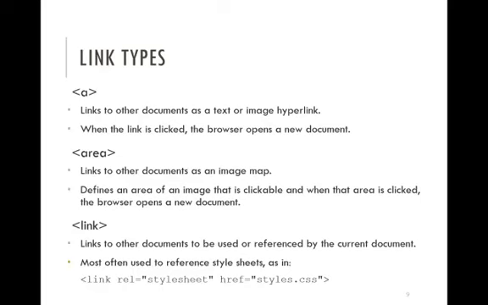So the A tag is to link to other documents such as text or images, and when the link is clicked, the browser will open a new document, whereas area links to documents on an image map, and it defines an area of an image that is clickable. Then when that area is clicked, the browser will open a new document. Whereas link will link to other documents used for reference by the current document. Most often it's used to reference your style sheet, such as link rel stylesheet href styles.css.